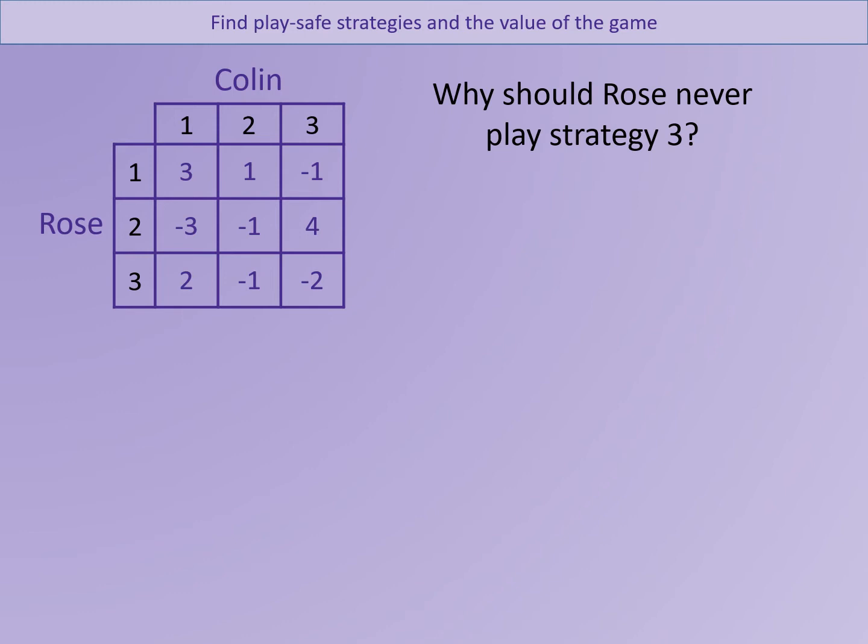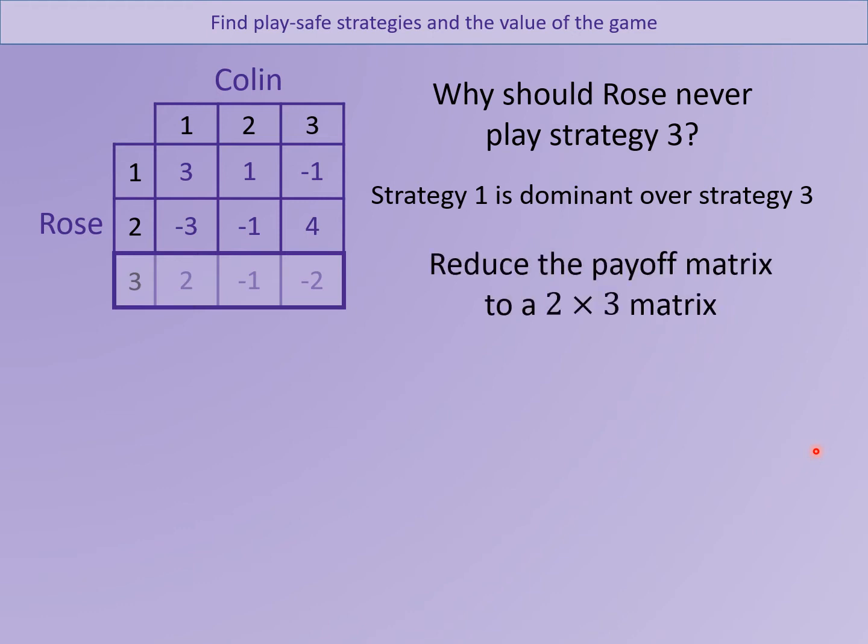So we're now going to consider this game. You can see that each player has 3 options to begin with. However, we can use dominance arguments to reduce this slightly. So we can see that Rose would never play strategy 3. That is because strategy 1 dominates strategy 3 for Rose. Remember that you'd explain why this is. You would say because 3 is greater than or equal to 2, 1 is greater than or equal to -1, and -1 is greater than or equal to -2. So we can reduce this, but we still have a 2 by 3 matrix.